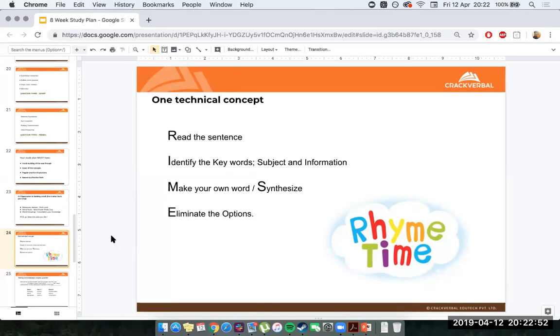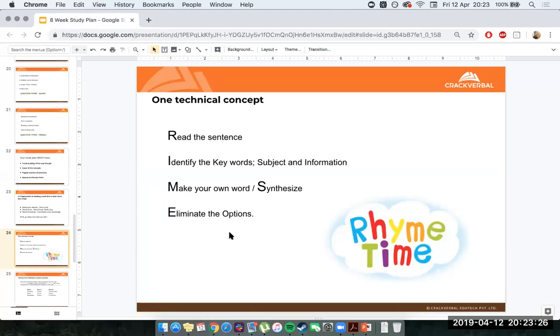Now, getting yourself familiar with this process and understanding how to use it, and maybe understanding how to synthesize something properly, how do I identify the subject of a sentence, how do I eliminate options, there could be a little bit more to it than what I've just told you here. But ultimately, this is one technical concept. And this one technical concept should not take you more than 20 minutes to half an hour to understand. Or maybe, if you have the benefit of sitting in a class, you get a whole hour to understand something like this. But ultimately, it's one simple concept.